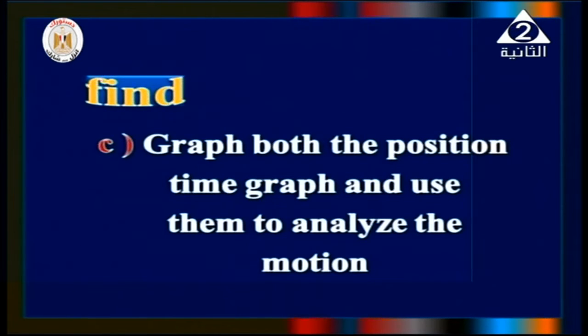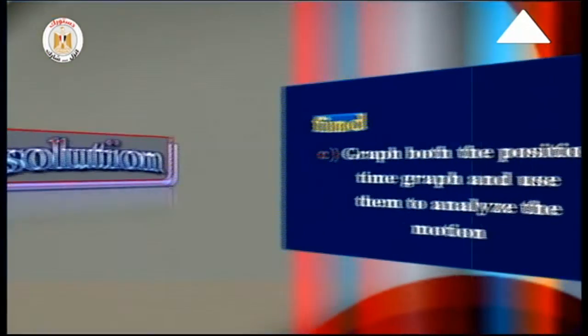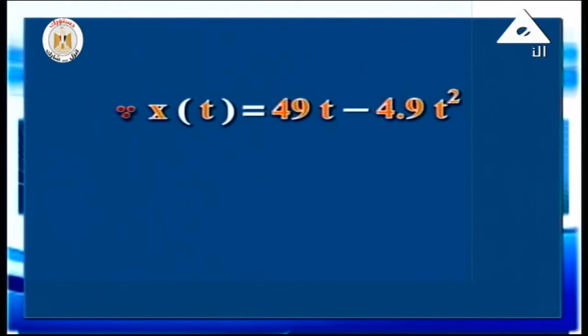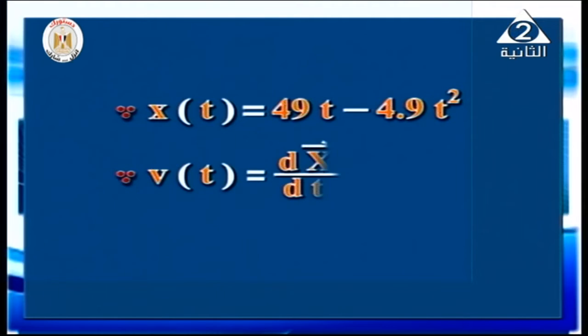Look at the solution, my dear student. x(t) equals 49t minus 4.9t squared. This is the relation. Then the velocity, with differentiation with respect to time t.